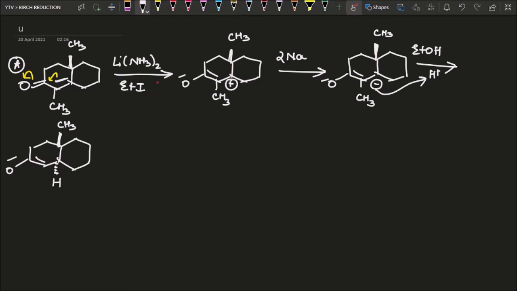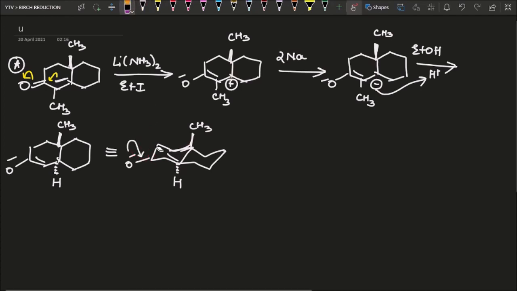Now in the next step we have to add ethyl iodide. So I'll write the substrate like this. The substrate that is formed, let me write it in chair conformation to understand. Here we have one CH3 and here we have hydrogen. There is a double bond over here and here we have one O minus. Now what will happen in the next step? In the next step this O minus is going to get shifted over here. I'm sorry, this double bond is over here.